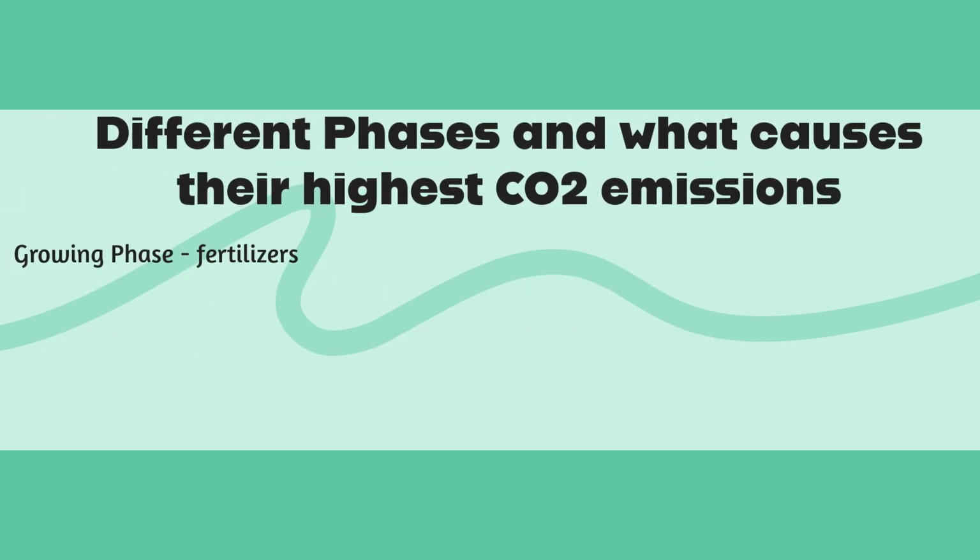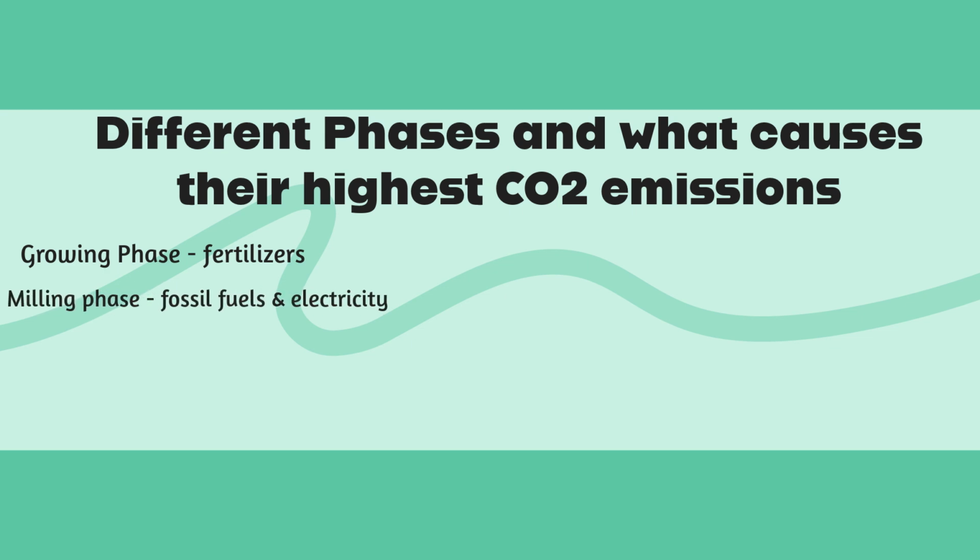First is the growing phase. In this phase, fertilizers accounted for the most CO2 emissions. Next is the milling phase, where fossil fuels and electricity accounted for the most CO2 emissions.